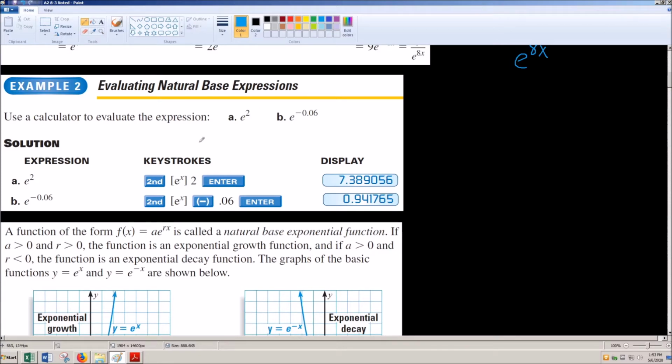So here we want to evaluate these things. If I have E to the second, I'm simply going to hit second, hit that little E to the X button, and then I'm going to hit 2 and just hit enter. And it'll give us approximately 7.38. We'll call it approximately 7.39 actually.